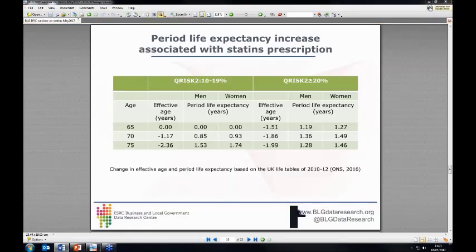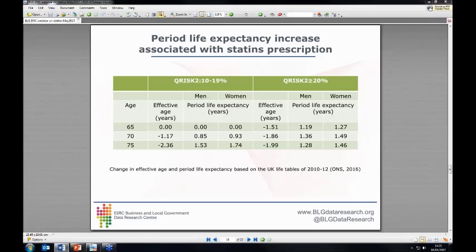The table on this slide presents how the hazard ratios associated with statin prescription are translated to the number of years change in effective age and period life expectancy. The statistics are only provided for the age risk groups where statin prescription was associated with uncertain or significant survival benefit. For example, people with a cardiac risk of 10 to 19% at age 70 would have on average 1.17 years reduction in their effective age if they were prescribed statins.